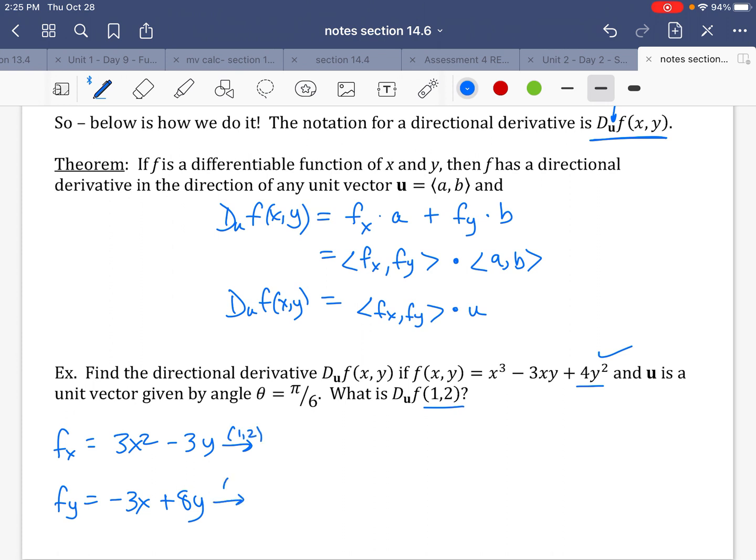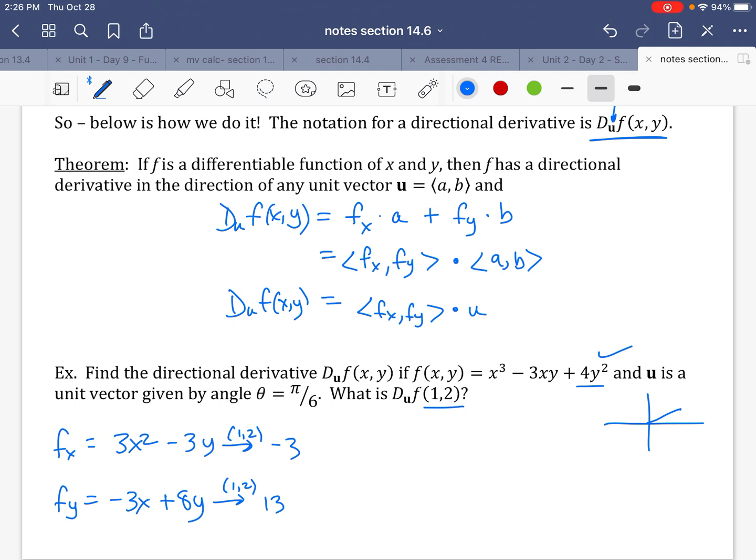So if I plug 1 and 2 into the top part, I get negative 3. And if I plug 1 and 2 into the bottom, I get negative 3 plus 16, so 13. I was also told here that it's in the direction of pi over 6. Remember that when somebody tells you in the direction of pi over 6, you're getting that from the unit circle.